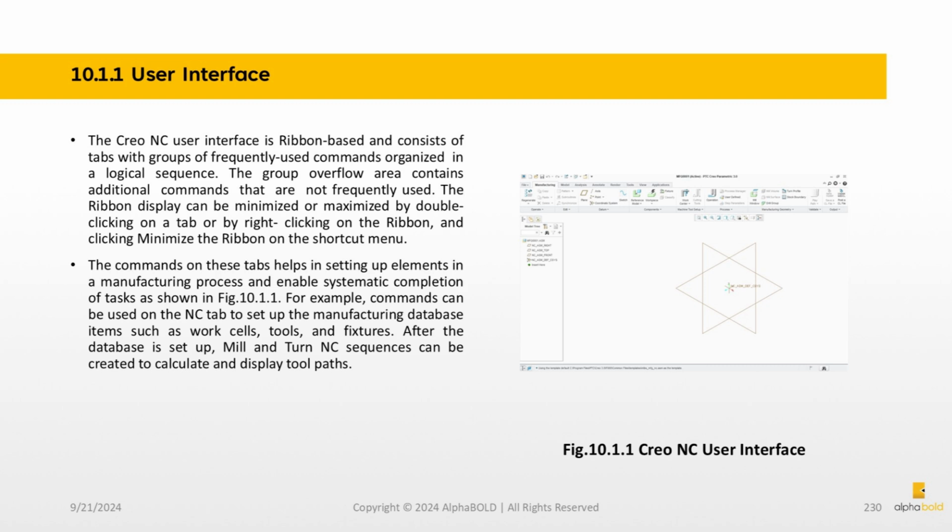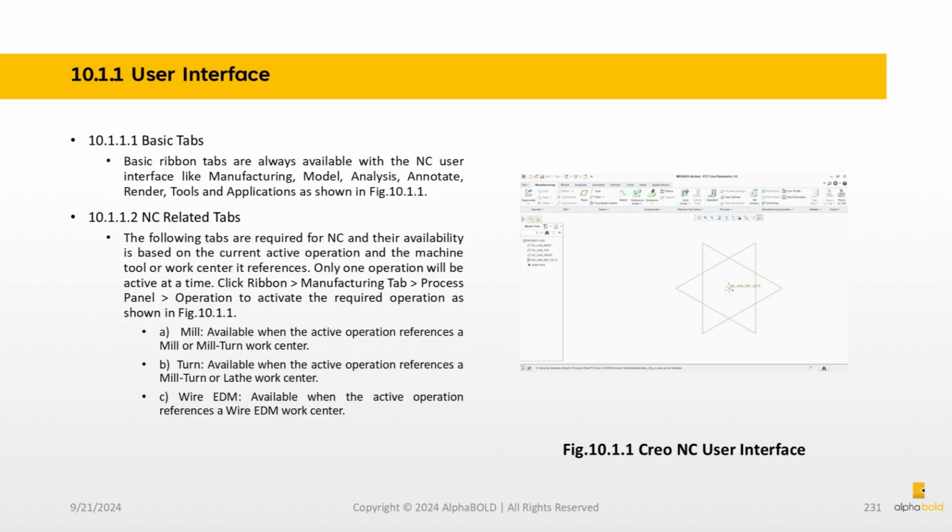For example, commands can be used on the NC tab to set up the manufacturing database items such as work cells, tools, and fixtures. After the database is set up, mill and turn NC sequences can be created to calculate and display toolpaths. Basic ribbon tabs are always available with the NC user interface, like manufacturing, model, analysis, annotate, render, tools, and applications. The following tabs are required for NC, and their availability is based on the current active operation and the machine tool or work center it references.